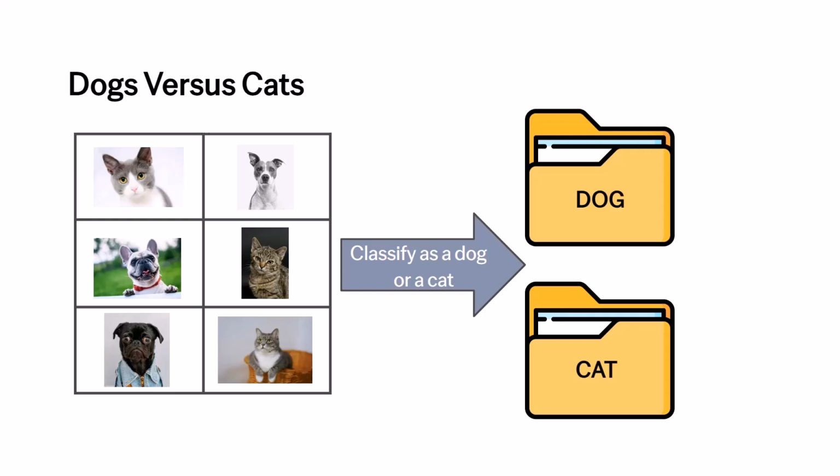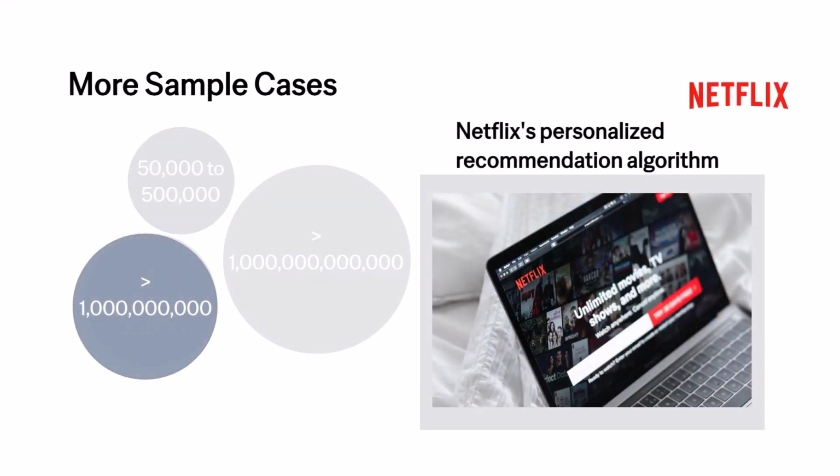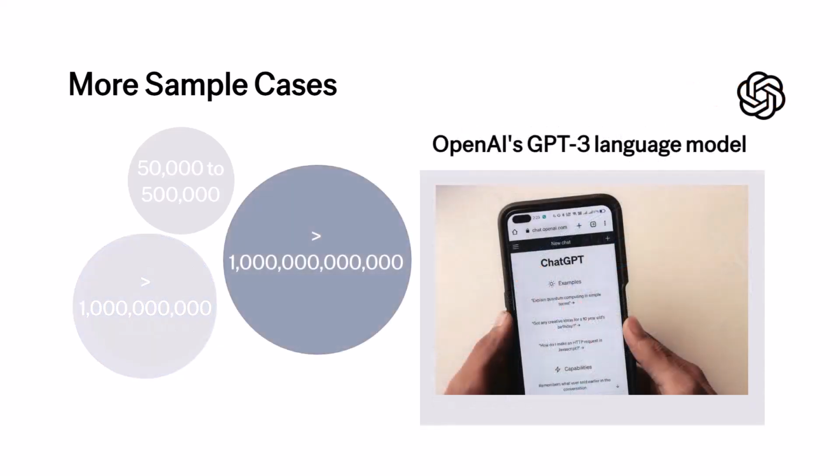It remains a popular project for learning and teaching purposes due to its simplicity and the availability of a well-defined dataset. To implement a customer support chatbot for an e-commerce site, from 50,000 to 500,000 conversation logs are required. Netflix's personalized recommendation algorithm has been trained on billions of user interactions, including viewing history, ratings, and search queries. OpenAI's GPT-3 language model was trained on trillions of words from diverse text sources.